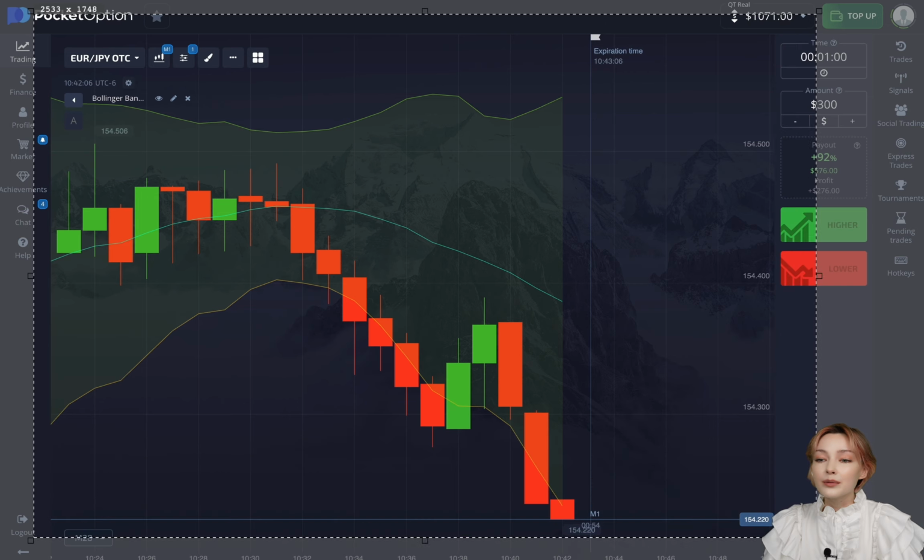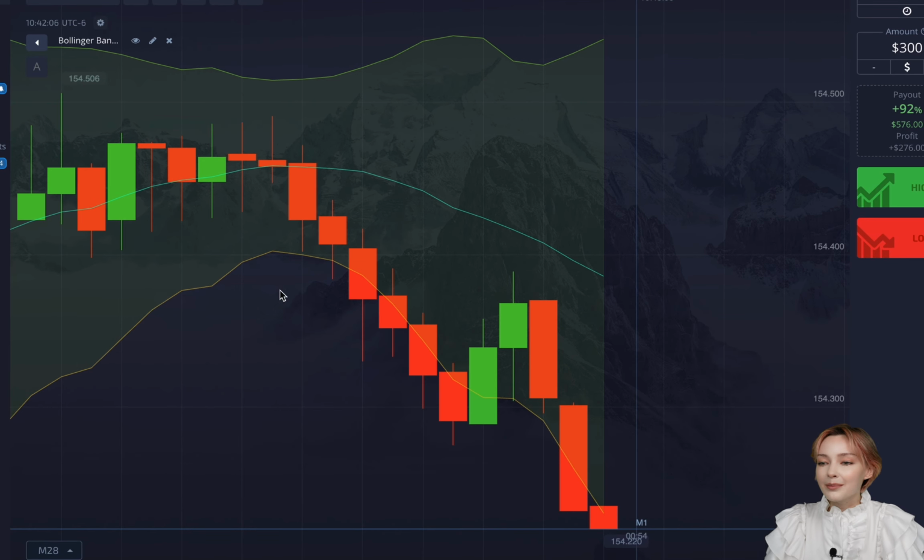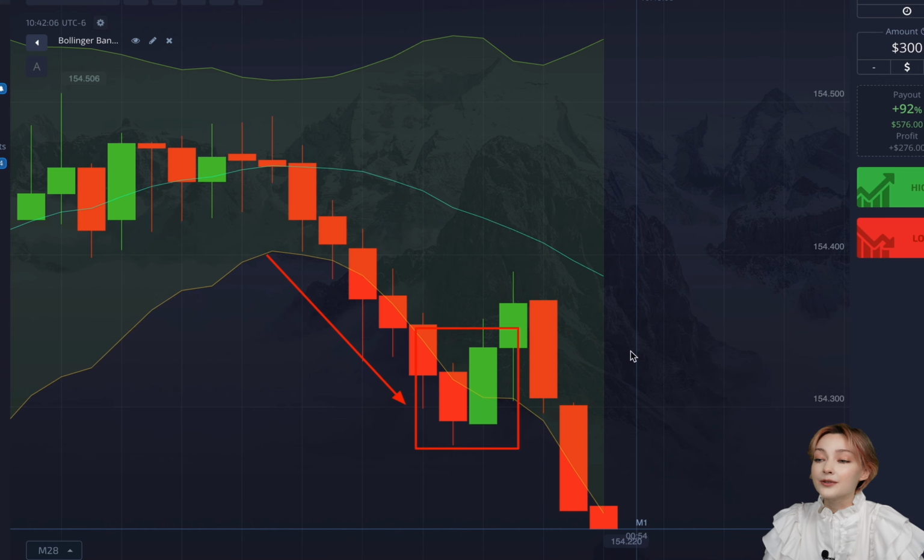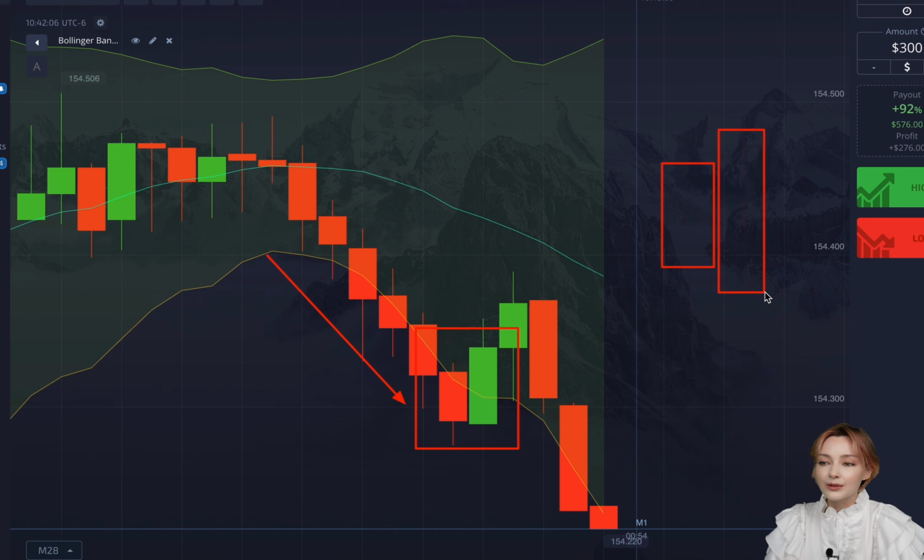We can see the market was moving down along the lower Bollinger Bands border for a while, but right at the bottom border, the bullish engulfing pattern appeared. The pattern consists of a red candle that gets engulfed by a bullish green candle. So to say, the growth of the green candle engulfs the entire fall of the red one.